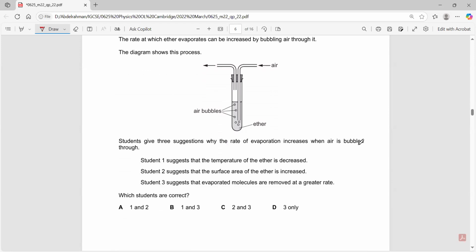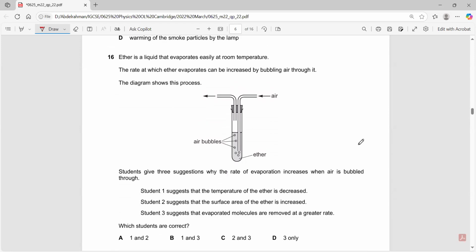Question 16. Ether is a liquid that evaporates easily at room temperature. The rate at which the ether evaporates can be increased by bubbling air through it. The diagram shows this process. Students give 3 suggestions why the rate of evaporation increases when air is bubbled through.